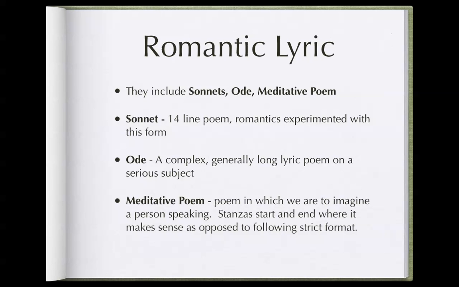Okay, so the romantic lyric. Most of the poetry, or a lot of it, that's written in the Romantic period falls under these categories, and includes the sonnet, the ode, the meditative poem. At least that's the things that we're going to be looking at. And the sonnet is a 14-line poem, and the Romantics, you should know that they experimented with this form specifically.